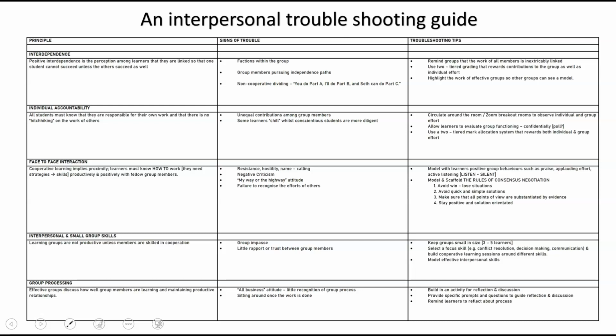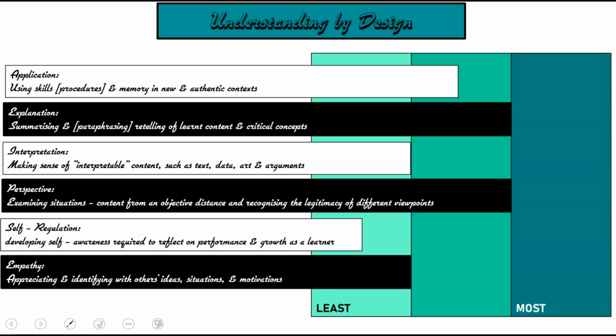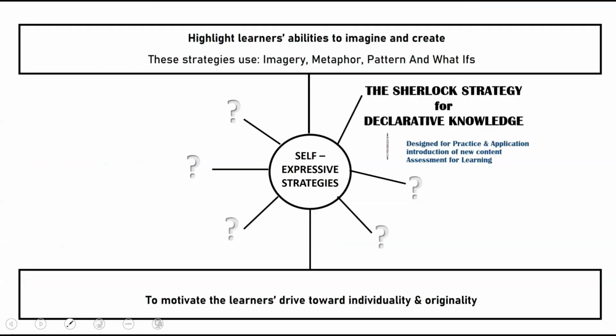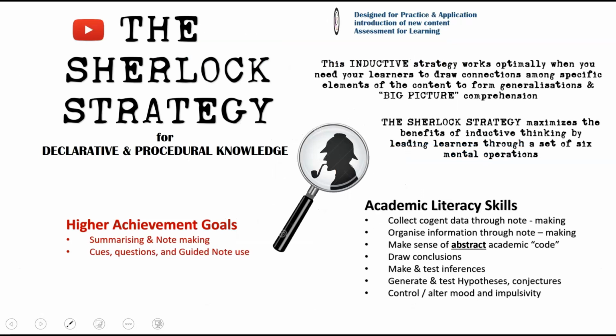I've also included an interpersonal troubleshooting guide. So signs of trouble, what to do, what to try in terms of learning to work collaboratively. The Sherlock strategy for declarative knowledge. Love this. Inductive reasoning. It ticks so many blocks in terms of mental development.